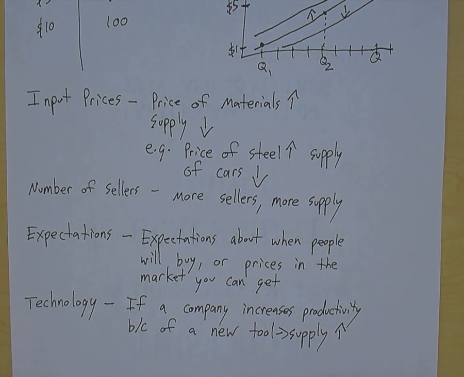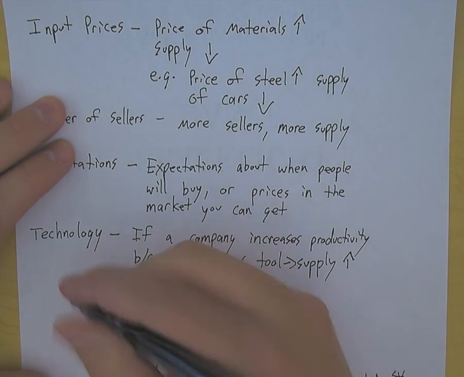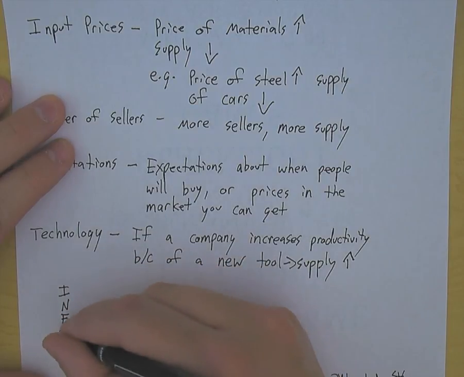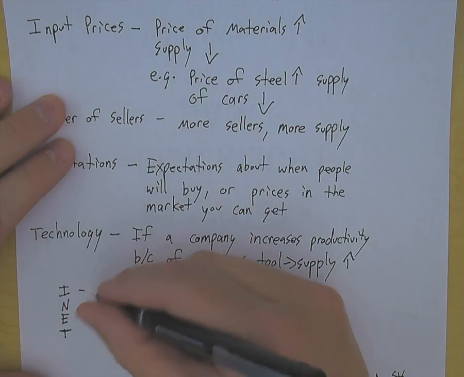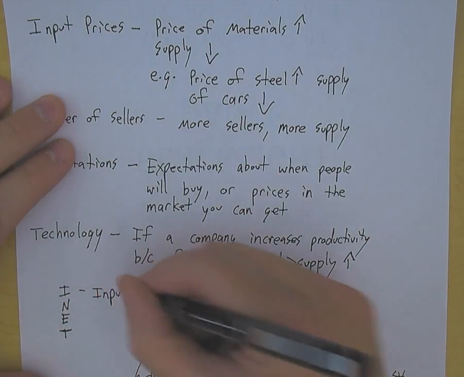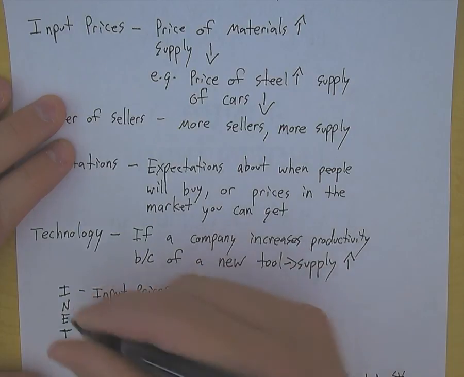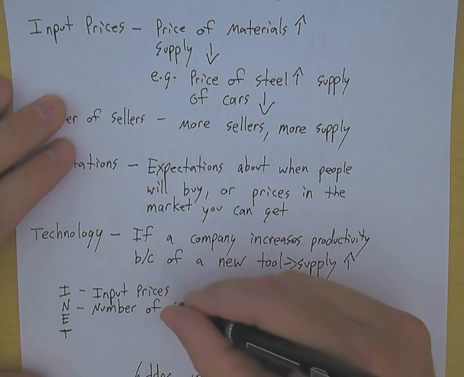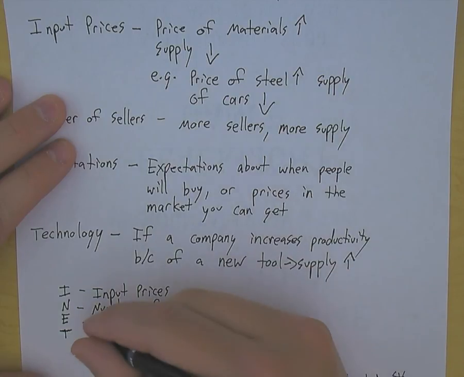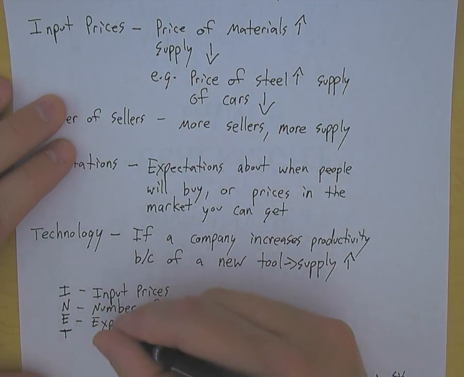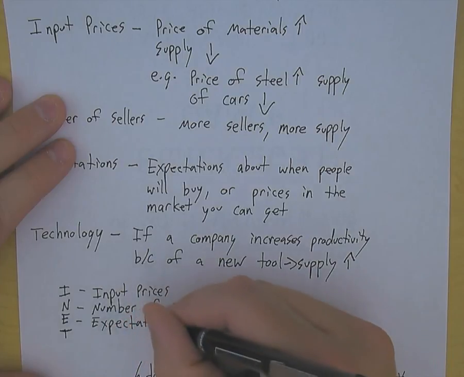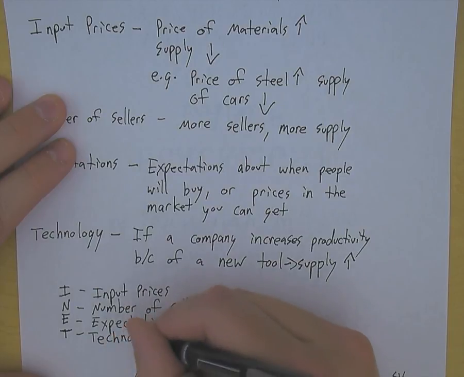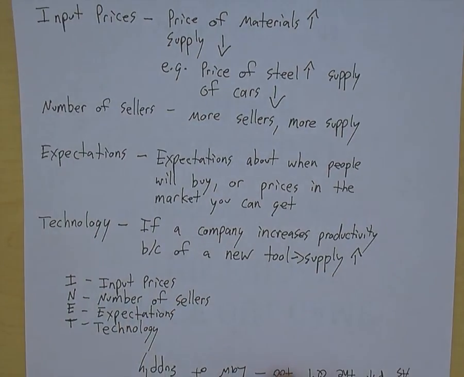So in the demand video, I gave you IP10. In supply, my acronym that I focus on for these 4 that I need to know that cause supply curve shifts is INET. Input prices, number of sellers, expectations, and technology. All right, when in doubt, graph it out.